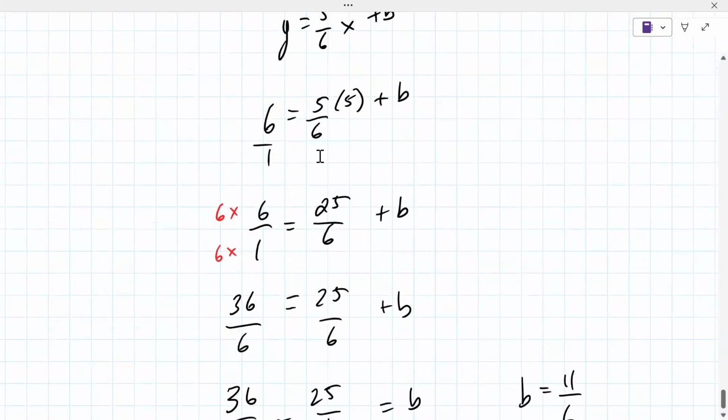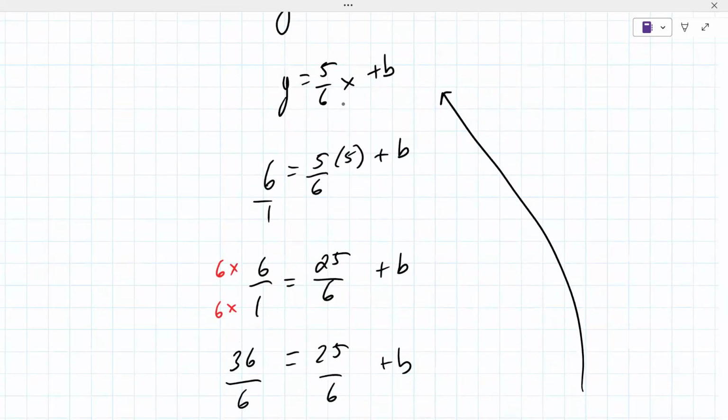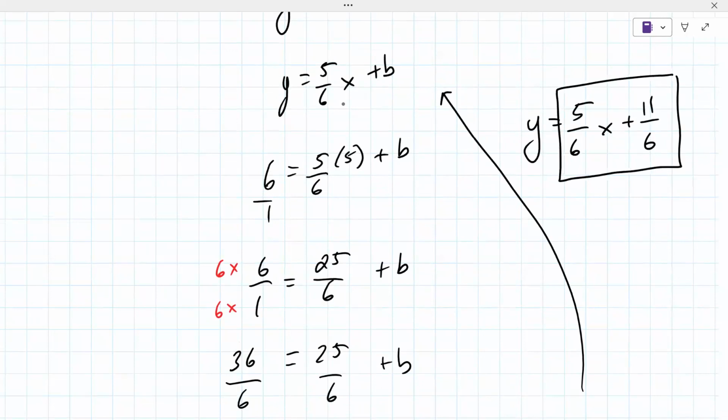That goes back into your original equation up here. So the answer is y equals 5 over 6x plus 11 over 6. Just this part, though, is what goes into the box there. Right, and that does work. I just checked it graphically.